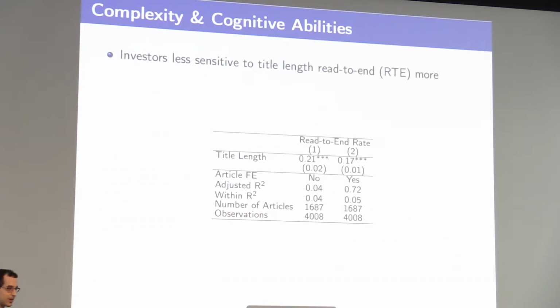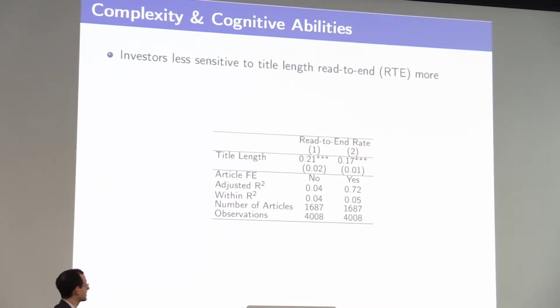Another way to get at cognitive abilities is to ask, is there something different about the people who click on long titles? So here my Y variable changes. I'm not looking at attention or number of clicks on the title. I'm looking at, if you clicked, did you read the full report? So it's a different Y variable. I call it read to end. Do you read the whole article?